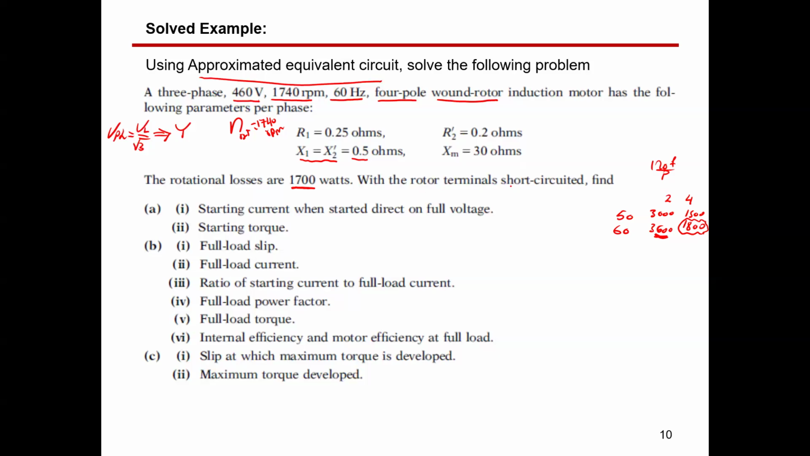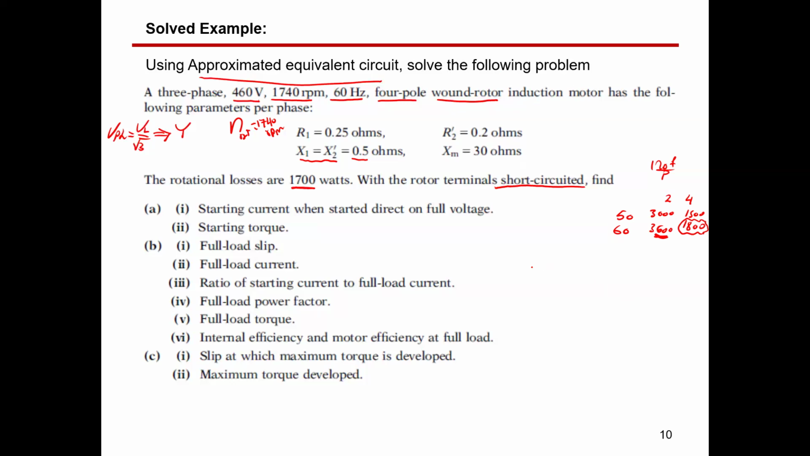With the rotor terminals short-circuited, find... And then we need to calculate something here. I'd like to stop at this expression here. With the rotor terminal short-circuited. What's the meaning of the rotor terminal short-circuited? We mentioned that we already have a wound rotor type.